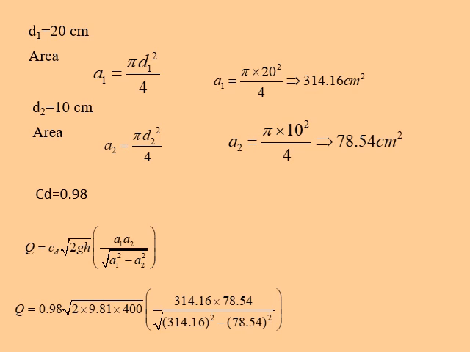After substitution of these values and simplification, we will get the answer for discharge or rate of flow through the pipe: 70465 centimeter cube per second, or 70.465 liters per second. Now this is the solution for this numerical in order to find out the discharge through the pipe.